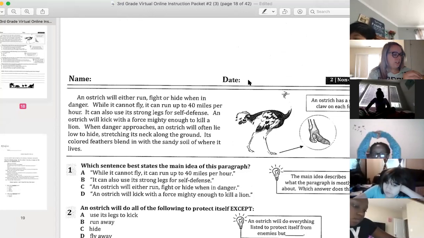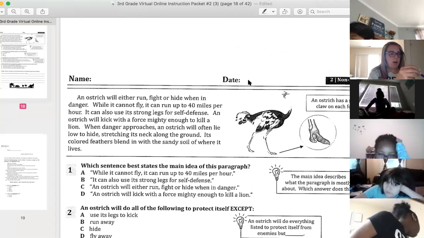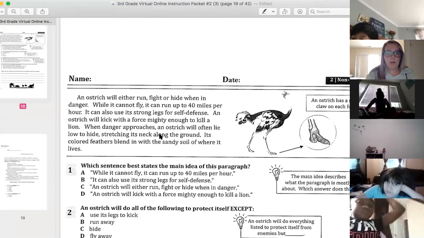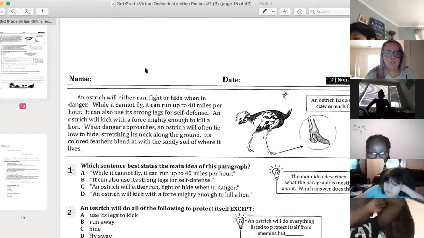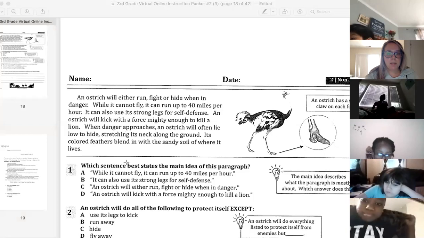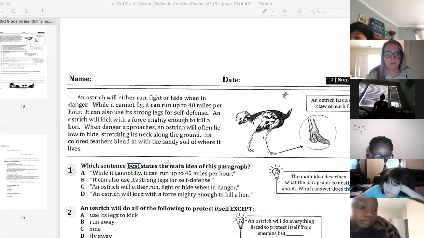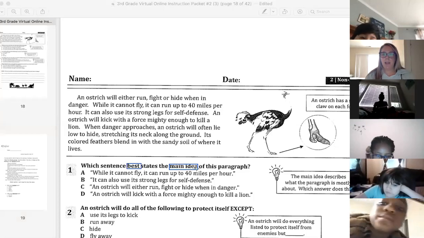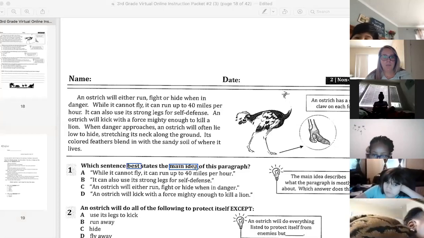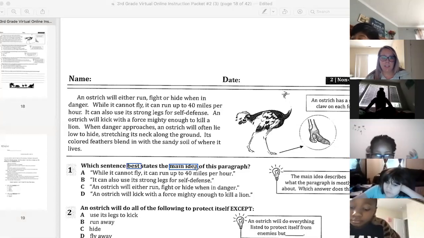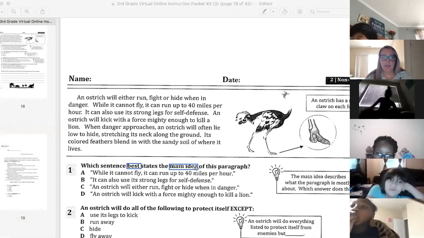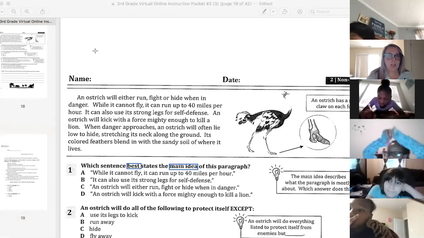So first thing I'm going to do, I'm going to box my keywords. So I'm going to box the word best, and I'm going to box the word main idea. So if you did not do that on your packet, this is your time to do it now. I know it's the main idea question because it's explicitly saying, what is the main idea? There's no ifs, ands, or buts about it.